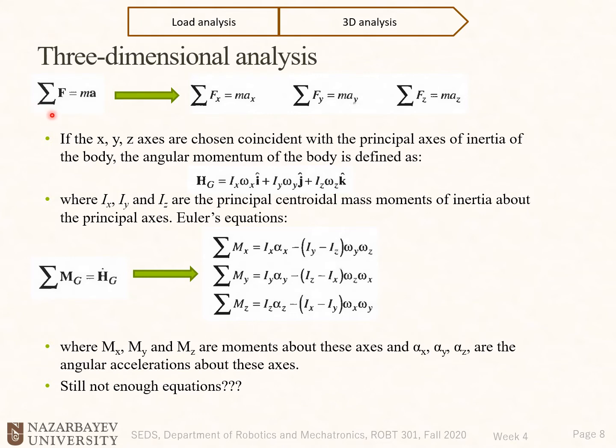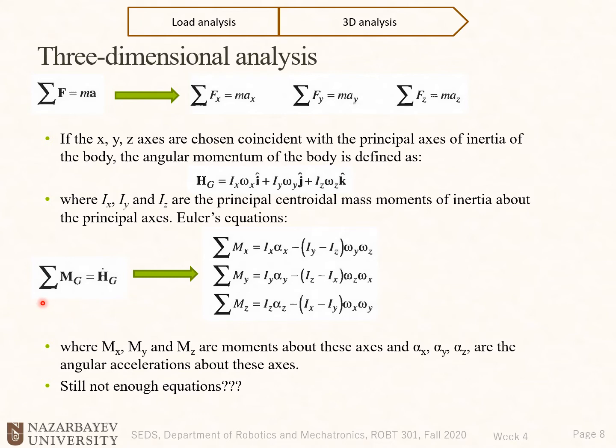Three-dimensional analysis has sigma F equal to ma, where F and a are vectors, and we could break them into three equations along the x, y, and z axes. If the x, y, z axes are chosen coincident with the principal axes of inertia of the body, the angular momentum of the body is defined as Hg equals Ix omega x multiplied by i, which is a unit vector along the x-axis, plus Iy omega y j plus Iz omega z k, where Ix, Iy, and Iz are the principal centroidal mass moments of inertia about the principal axes. And we could write Euler's equations.